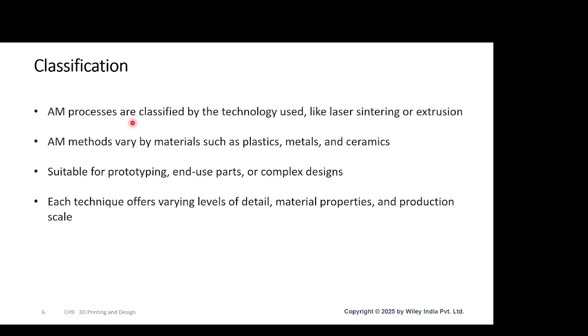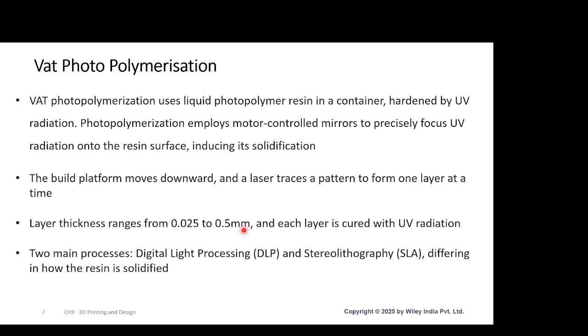Additive manufacturing processes are classified by technology like laser sintering or extrusion. Then the materials vary from plastics, metals, and ceramics. Suitable for prototyping, end-user parts, or complex designs, and each technique offers varying levels of detail, material properties, and production scale. So here in this slide, we have summarized what we have done so far.